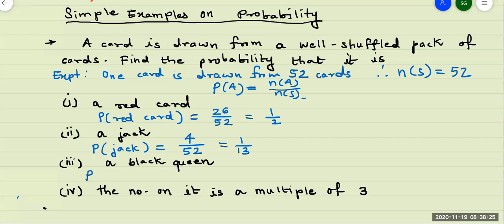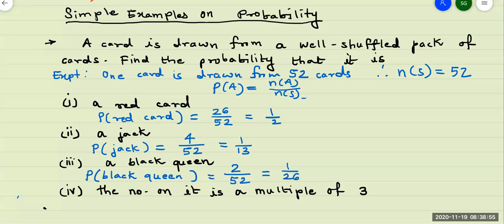Then the third question is about a black queen. So probability of a black queen. Please note again, in the bracket I'm not writing the alphabet for the event, but I'm writing the description of the event as it is. Again, here the denominator is going to be 52. And now you have to count how many black queens are there. As you all know, there are 2 black queens. So the numerator is 2. And therefore, this is 1 upon 26.